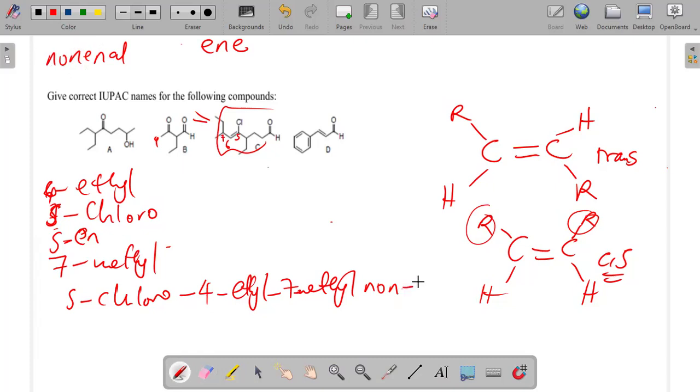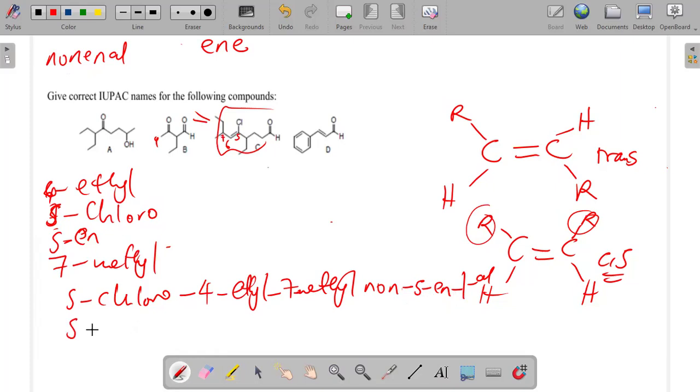So I can say known, then I indicate position number 5, I am having En like that, isn't it? And then at position number 1, that's where the AL is coming from. So I can name it like this: 5 chloro, 4 ethyl, 7 methyl, then known. So I want to show the position where the En is, since it's a substituent in this case. It's at position number 5. Or I can name it like this.